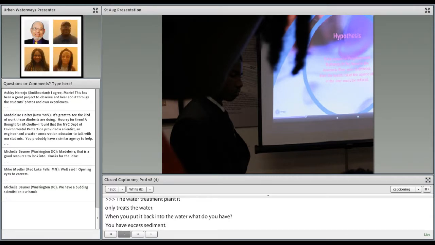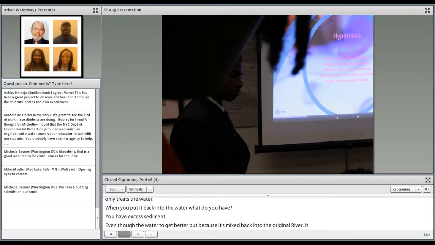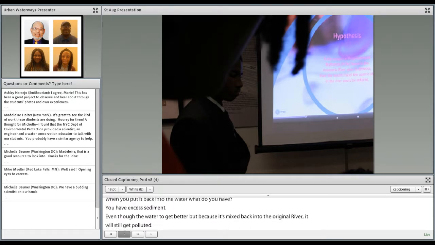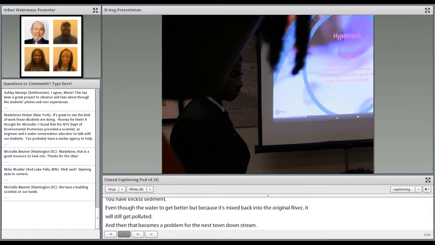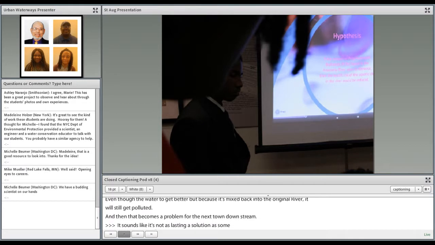Interesting. So it sounds like it's not as lasting a solution as some people might have hoped, to just treat the water, release it back in, and leave the water maybe a little cleaner. No, it's still heavily polluted. Yes, definitely. Interesting.